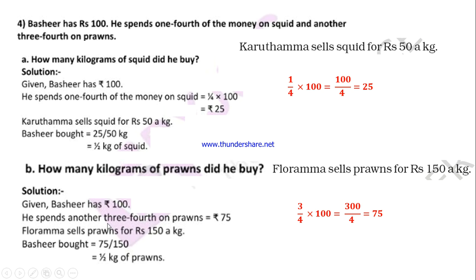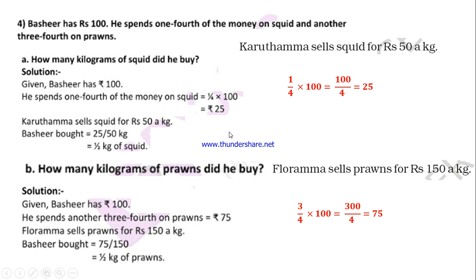He spends another 3/4 on prawns. How do we simplify this? We will multiply the numerators and multiply the denominators. Here there is a hidden denominator 1, 100 by 1. So first let's multiply the numerators, 3 into 100, 300, divided by 4 ones are 4.